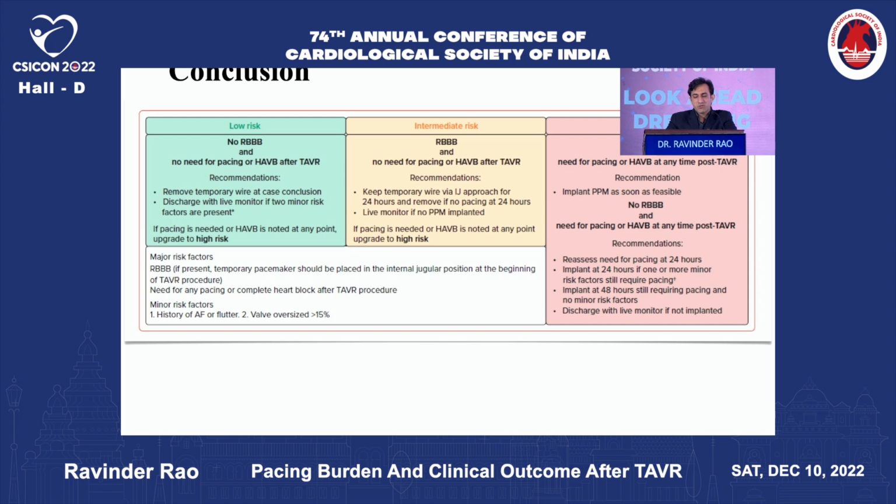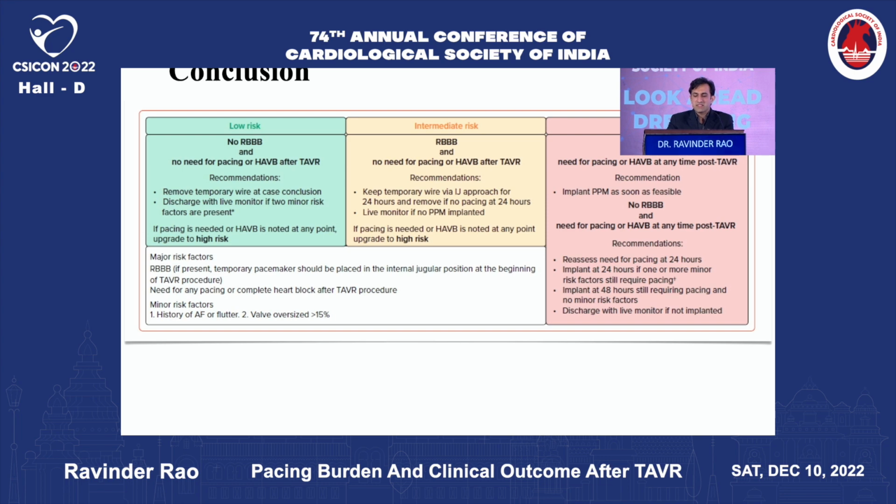No right bundle branch block and need for pacing or a high degree AV block anytime post TAVR: reassess the need for pacing at 24 hours. Implant at 24 hours if one or more minor risk factors are present and still requiring pacing. Implant at 48 hours if still requiring pacing. Discharge with a live monitor if not implanted.